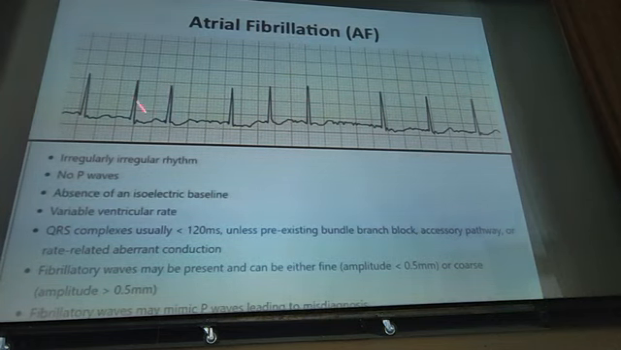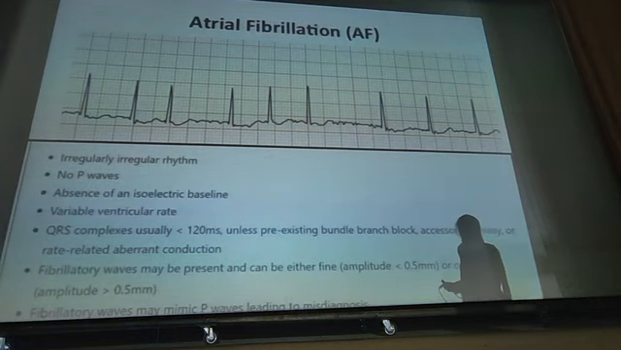This is atrial fibrillation. There is no P wave. These are not P waves. They don't have a signature. These are fibrillating waves. Irregular rhythm. It is called irregular. AF, atrial fibrillation. And it is irregular, but this irregularity is also irregular.